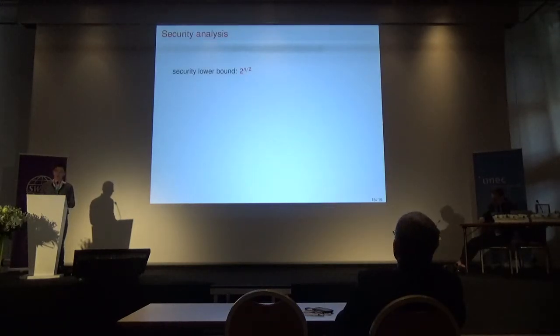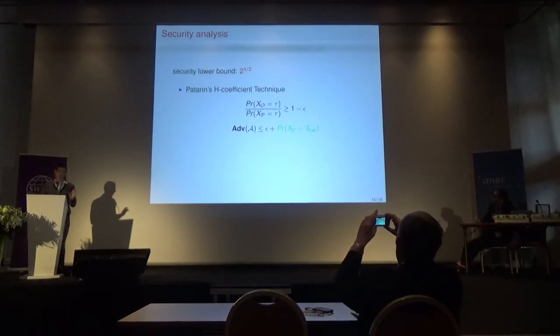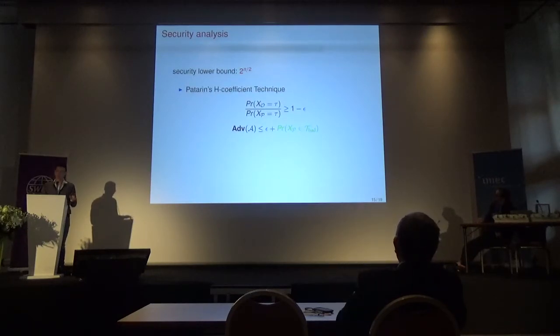A little explanation about the security of our construction. As mentioned before, we can prove that our construction has birthday bound security if the used tweakable block cipher is secure. We prove it with Patarin's H-coefficient technique. I'm not going to explain it. You just need to know that the advantage of the adversary is bounded by the blue term, epsilon.